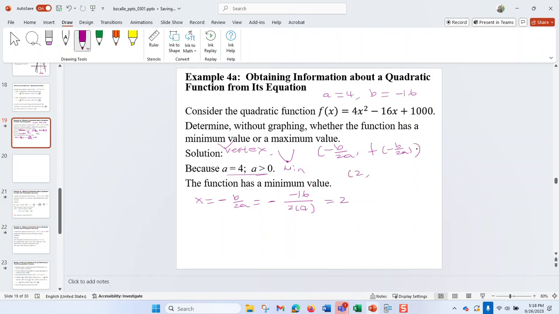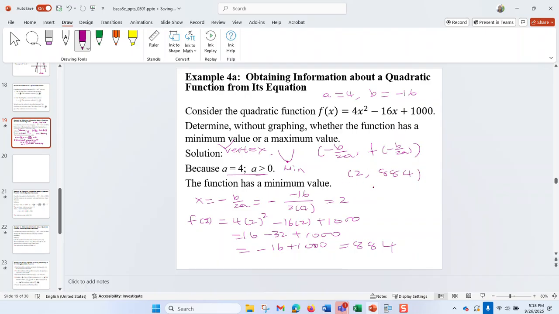All right, and how much is y? Well, I just need to plug in x equal to 2 and do the calculation. So that's 4 times 2 squared minus 16 times 2 plus 1,000. That is 4 times 4, 16, minus 32, plus 1,000. So that will be negative 16 plus 1,000, and that will be 984. So my vertex here is x equal to 2, y is 984.